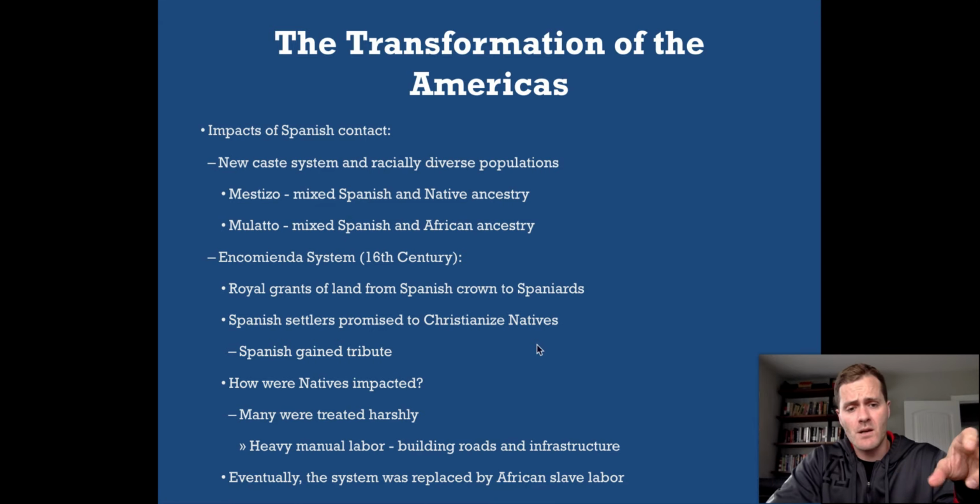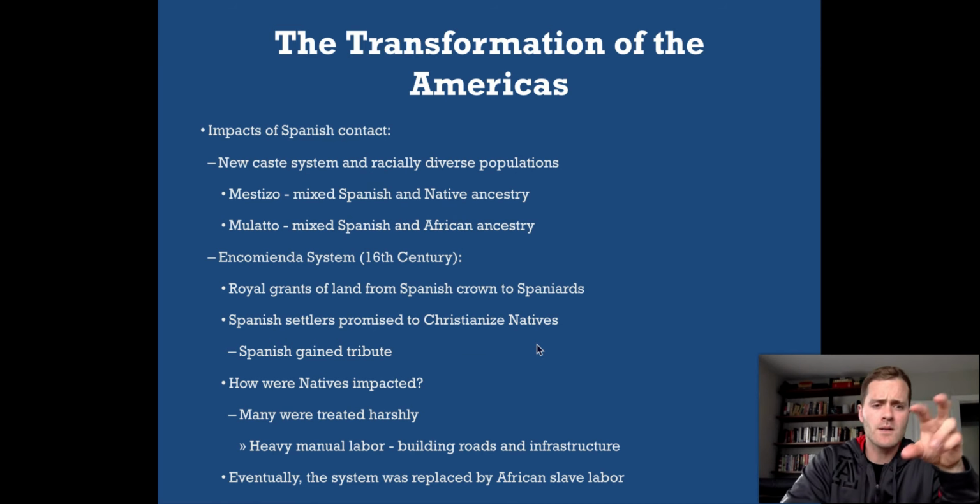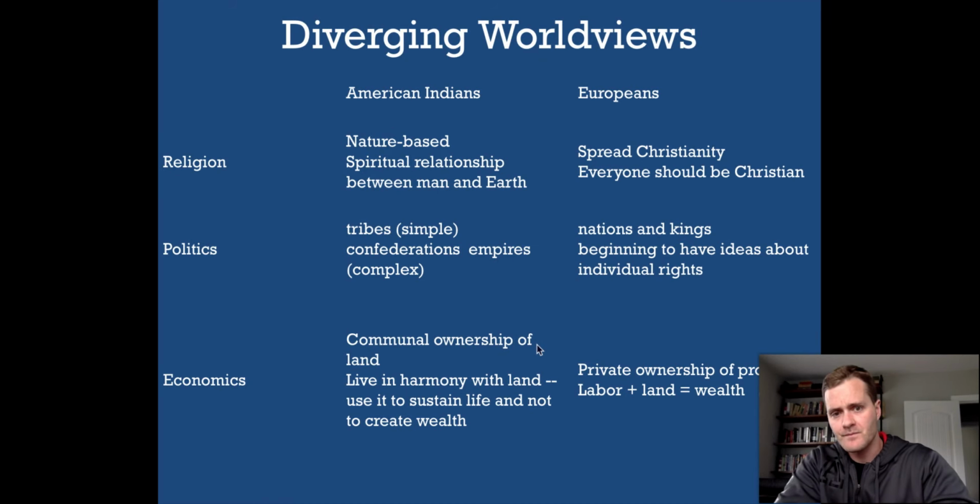Eventually, the encomienda system is overthrown by the Pueblo Revolt, and the Spanish use a slightly lighter hand in controlling the natives. And eventually, the system is replaced by African slave labor in the Spanish colonies as well. But it's important to understand what the Spanish are trying to do here, how they justify it by saying that they're here to Christianize natives, and then what that looks like in terms of native populations in these places.